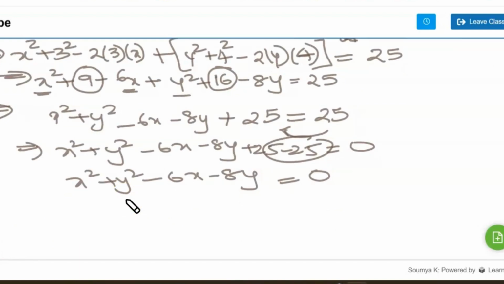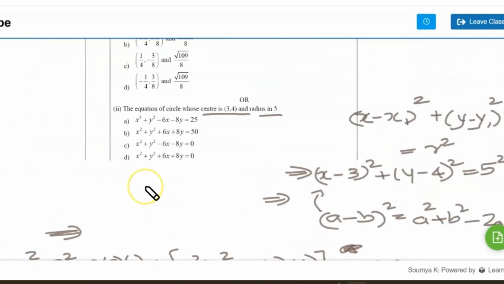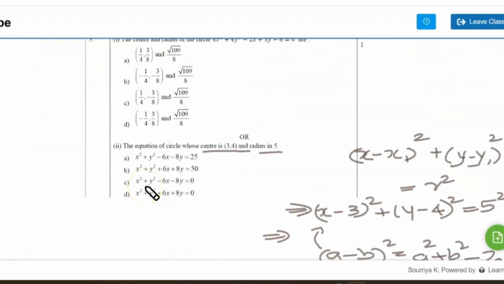So it is x square y square minus 6 minus 8, x square y square minus 6 minus 8, and on the right hand side it is 0. So this is the matching option, option C. Hope you understood how to do this question.